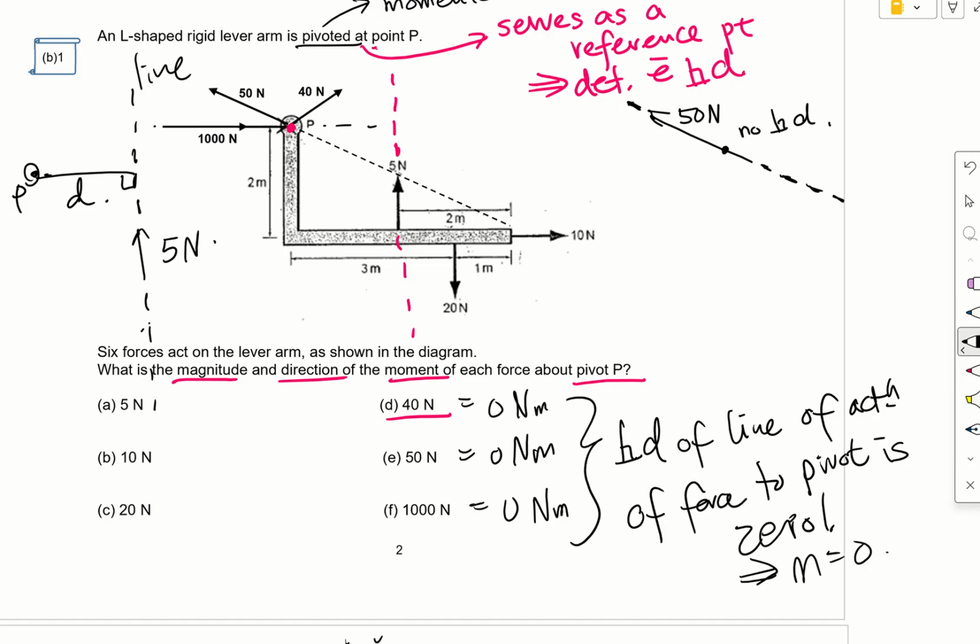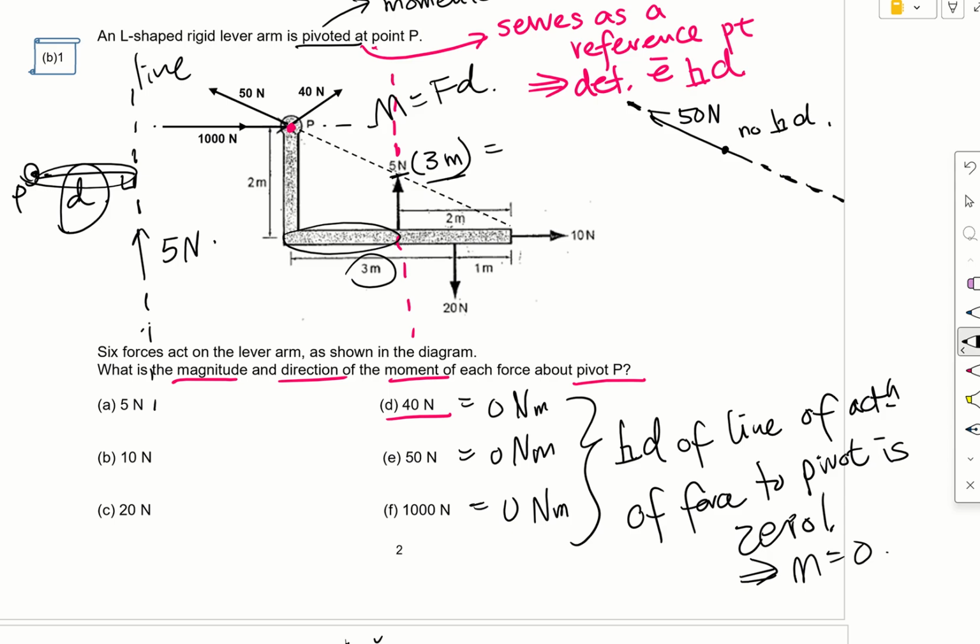So if I were to apply this back to the diagram, I'm looking for something like this, which is the perpendicular distance. Yes, I'm looking for this. So the perpendicular distance for the 5 Newton is 3 meters. Why do I write the 3 meters beside the force? Because as you recall, moment equals force times perpendicular distance. So I have my force, I have my perpendicular distance. I can actually calculate my moments.